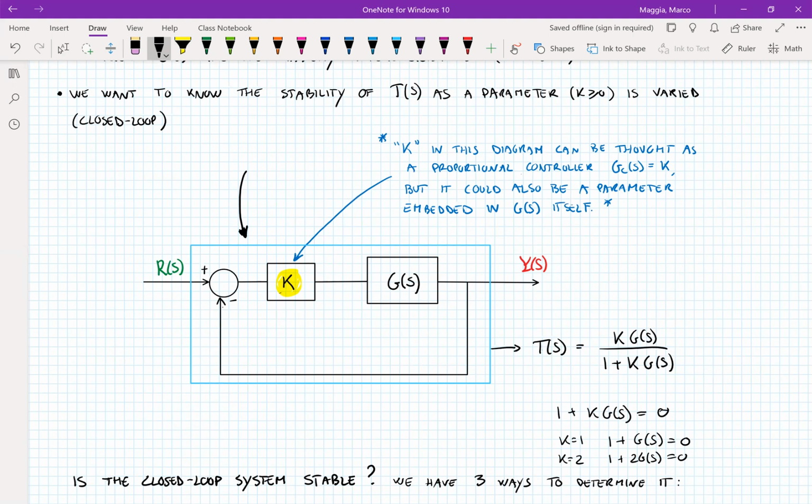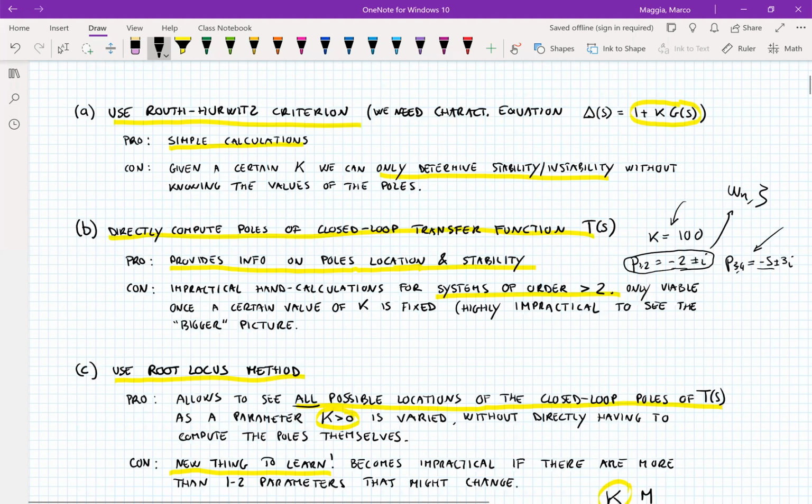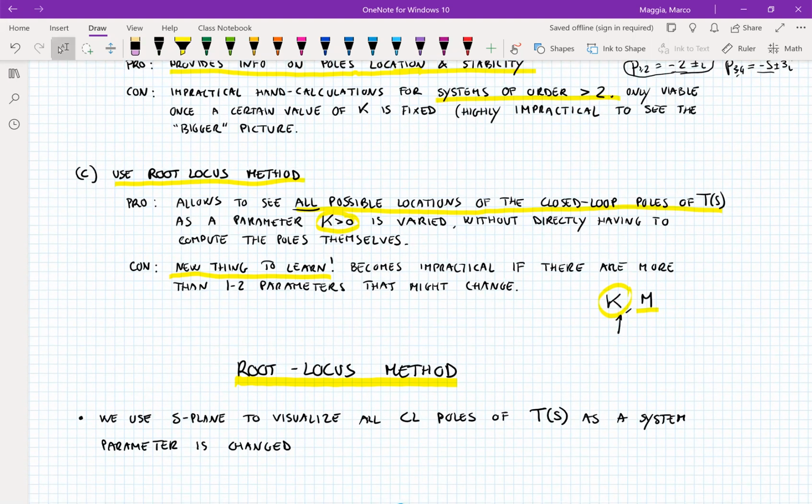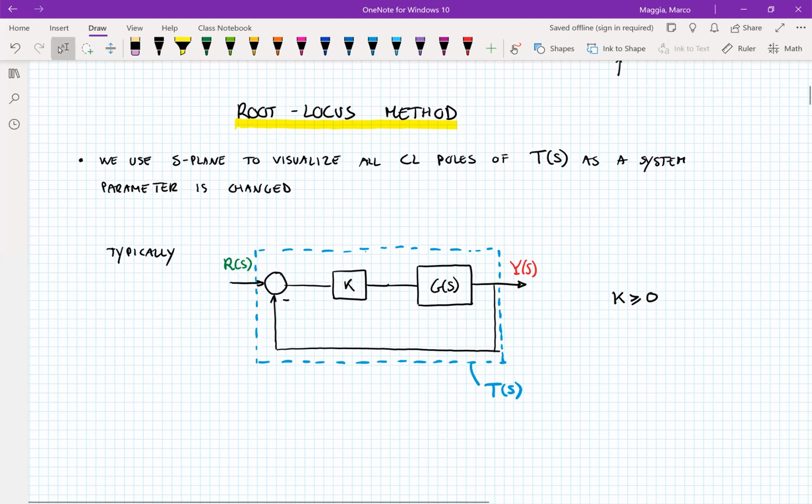So in this case, we have K that represents a proportional controller. Remember, proportional because it multiplies the error, so it's proportional to the error. But K can also be part of G of S itself, and we're going to see it later. So anyway, the key thing is that we're going to have just one parameter that changes, and using the root locus method, we'll be able to compute, and more than compute, visualize and draw all the possible locations for the closed loop poles.